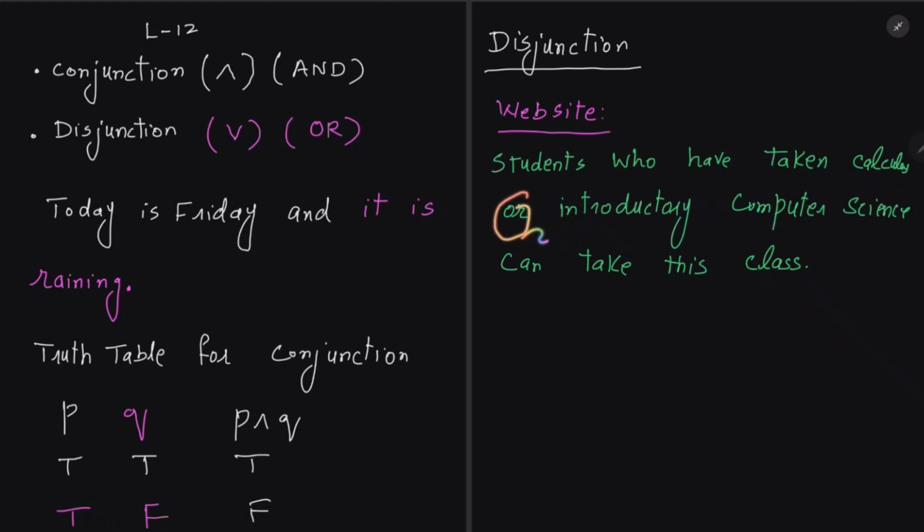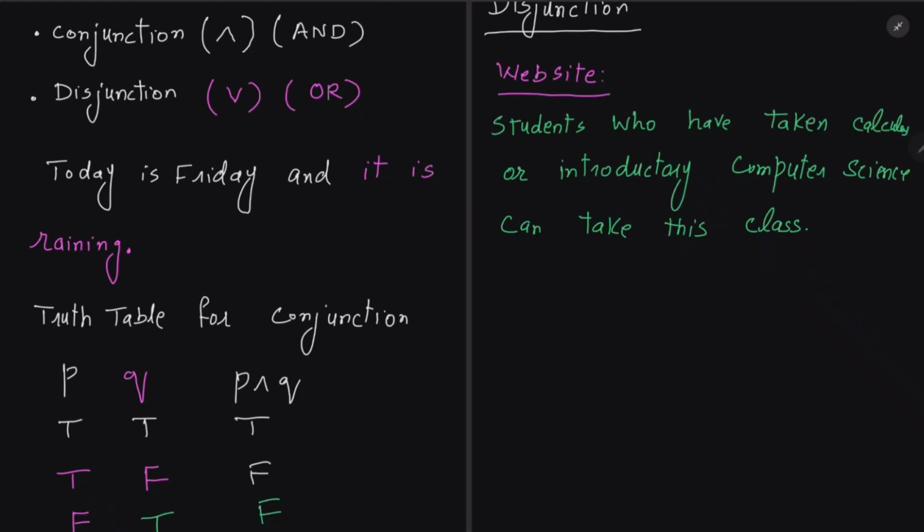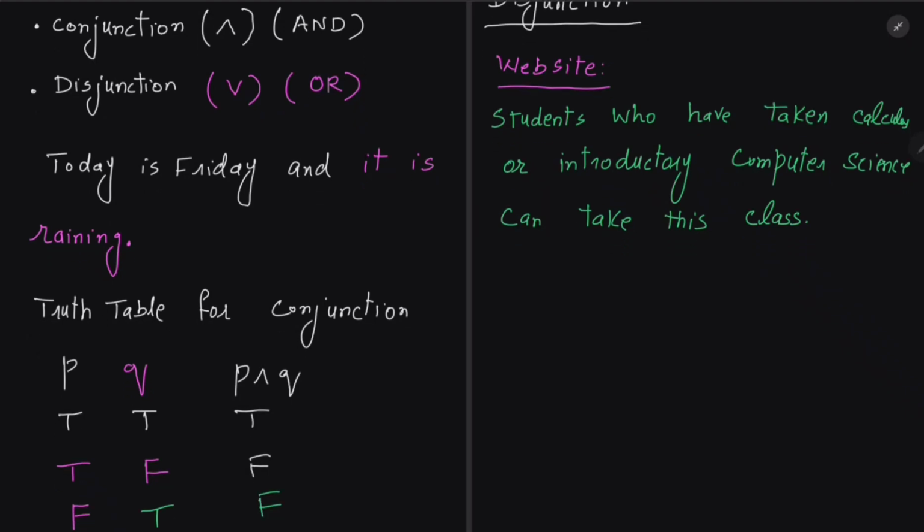In our daily life, we do not much care whether we talk about or and and, since we don't know the exact meaning of or and and in daily life. So one has to be very careful about such kind of statements. Okay, so what is the truth table for P or Q?